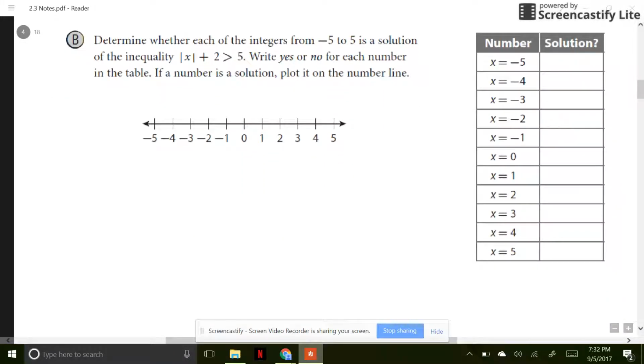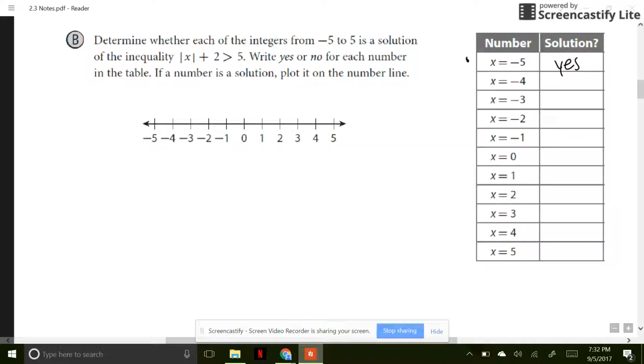So now we want to determine whether these integers from -5 to +5 are solutions of the inequality absolute value of x plus 2 is greater than 5. Same idea, but now we're looking, is it greater than 5? Well, again, starting here, absolute value of -5 is +5. +5 plus 2 is 7. Is 7 greater than 5?